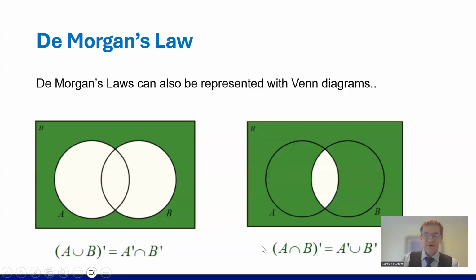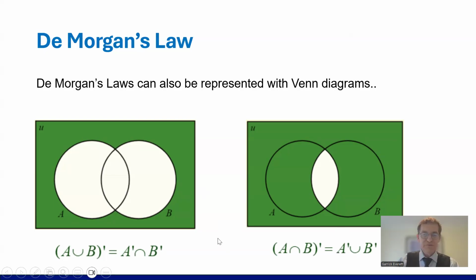Secondly, let's do the other one. The complement of A intersection B will be all of the green area again, and that will equal A complement union B complement.